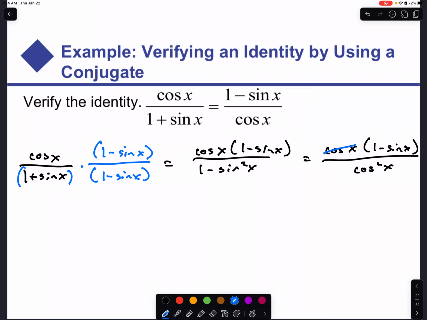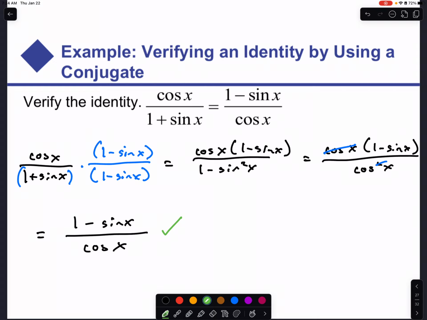So it looks like we can at least cancel. A cosine is going to cancel one down here. Oh, and I think that's exactly what we wanted. On top, we have 1 minus the sine of x. On bottom, we have cosine of x. And we're Gucci. That was fun. I didn't expect it to go like that. I saw that 1 plus something and was like, well, just try the conjugate.